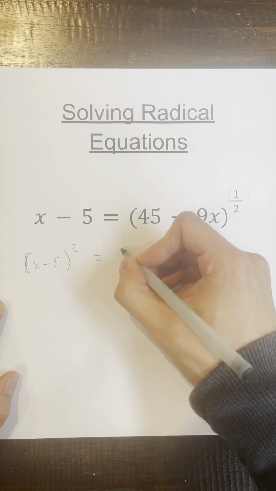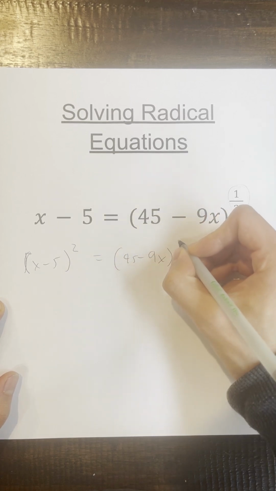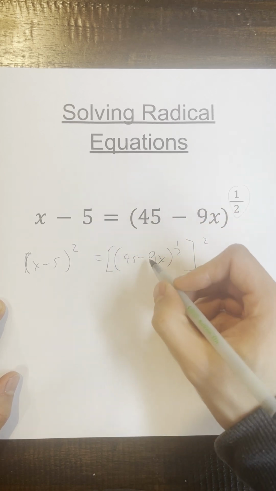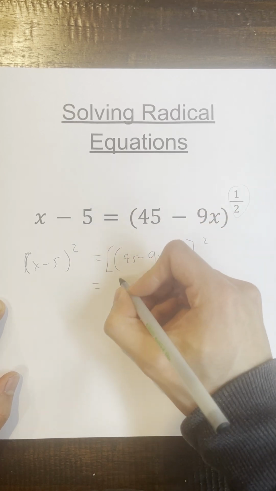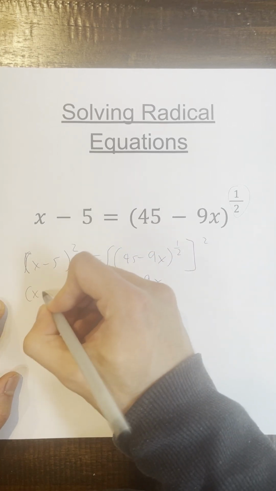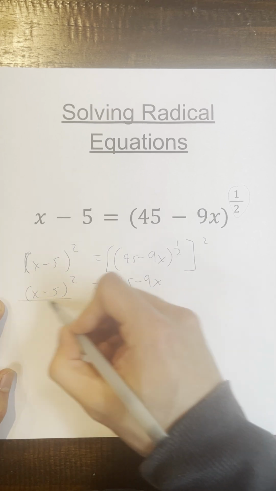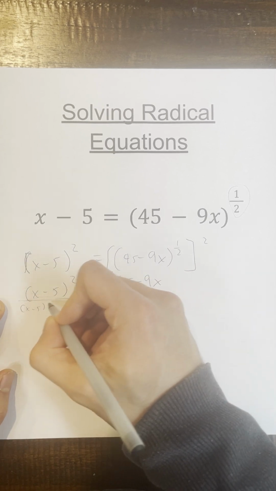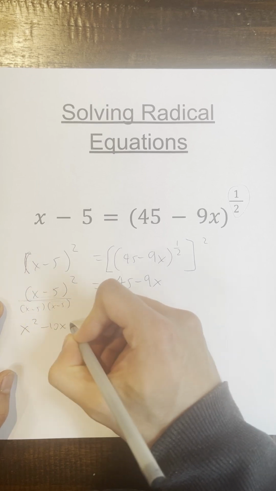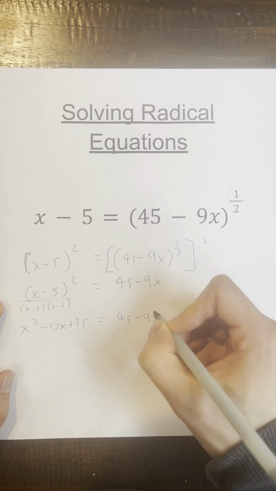So that's going to give us (45 minus 9x) to the power of 1/2. And then this one gets squared. So that means the right-hand side is going to be how much? 45 minus 9x. And then how do we get rid of the parentheses here? So that's going to be x minus 5 times x minus 5. So it's going to be x squared minus 10x plus 25 is equal to 45 minus 9x.